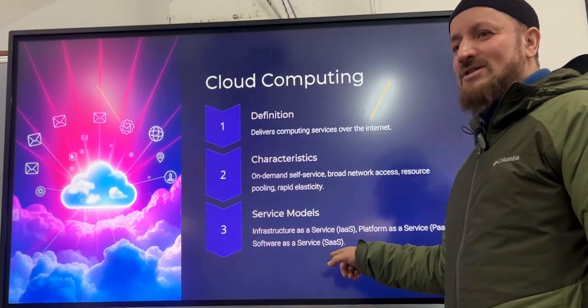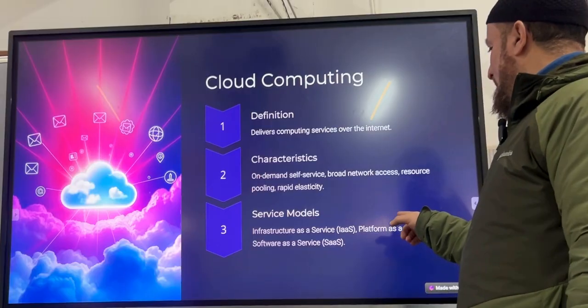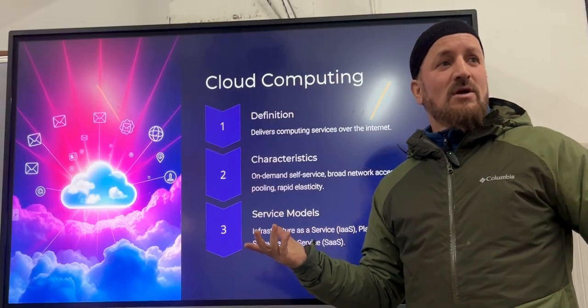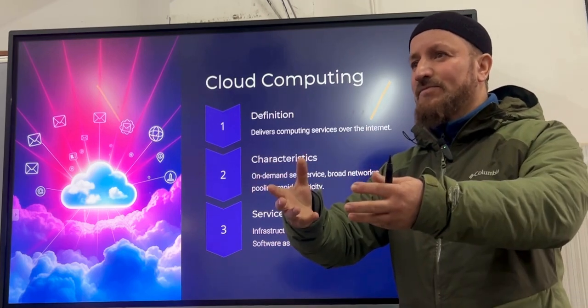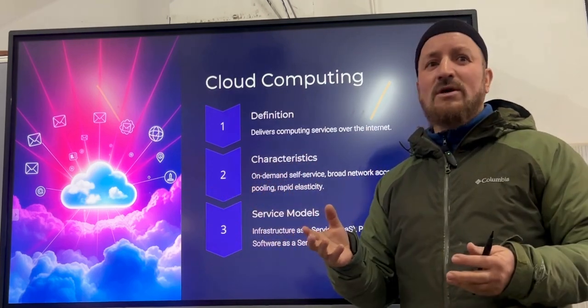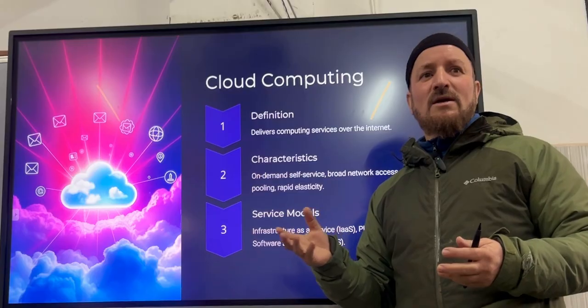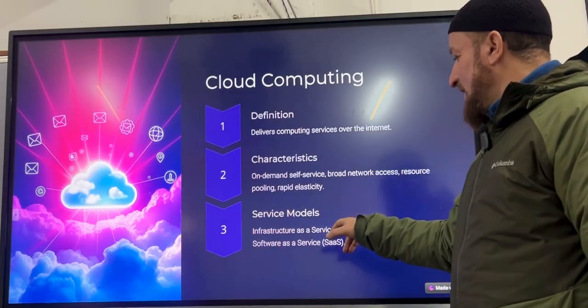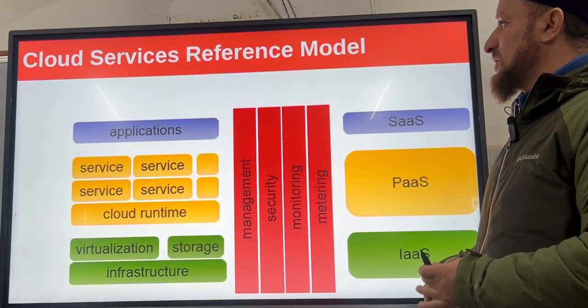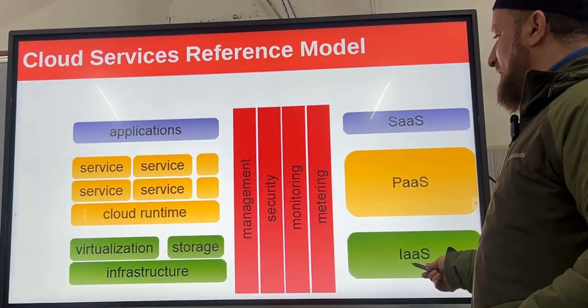SaaS is software as a service. Don't get bogged down. It is the same thing: you want software, so we will give it to you as a service. It is utility computing, isn't it? So platform as a service and infrastructure as a service. So three things we have: SaaS, PaaS and IaaS.